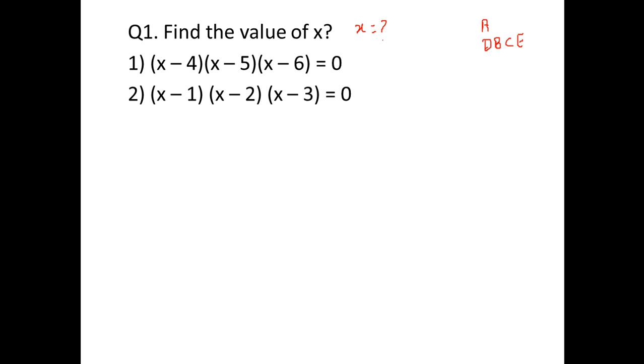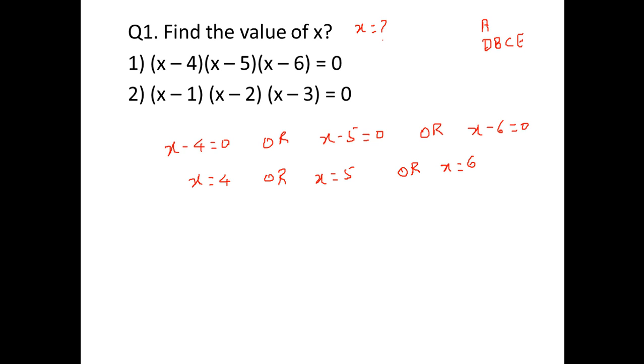So from this we can say either x minus 4 is 0, or x minus 5 is 0, or x minus 6 is 0. So here we get either x is 4, or x is 5, or x is 6. Now remember, if we get more than one value from the statement, the statement is not sufficient. As in this case, we're getting three different values for x, so the statement is not sufficient. If statement 1 is not sufficient, we eliminate AD.